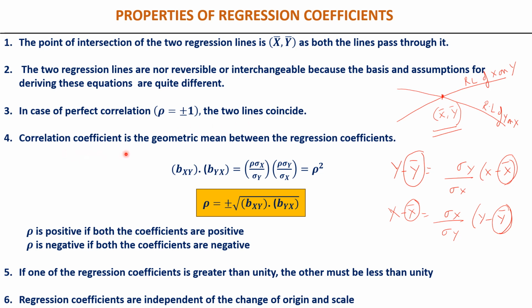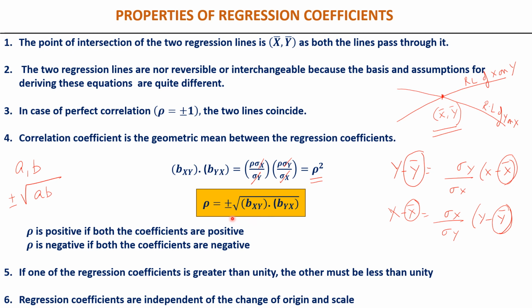Then, the correlation coefficient is the geometric mean between the regression coefficients. If you note, the geometric mean between two numbers a and b is plus or minus root ab. So that's how it is defined. Let's see how we declare that here. Geometric mean between the regression coefficients, I say. So I multiply the two coefficients. I get rho times sigma x by sigma y as bxy, and rho times sigma y by sigma x as byx. Now what do you see? You see sigma y cancelling out, sigma x cancelling out, giving you rho square, and taking the square root, it becomes plus or minus root of the product of the coefficients. So correct, the correlation coefficient is represented as the geometric mean between the regression coefficients.